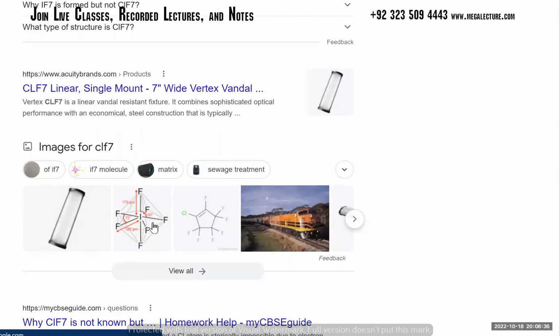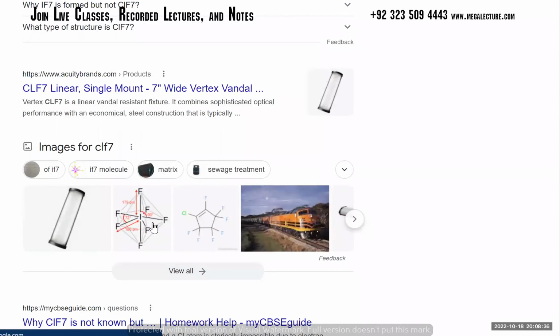So the idea is that chlorine can have many oxidation states. It can make 5 bonds, it can make 4 bonds, it can make 3 bonds. So there's no specific limit to it. Okay, so is this clear?